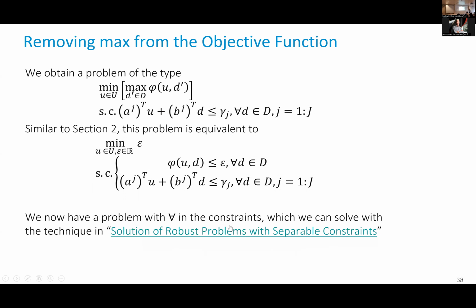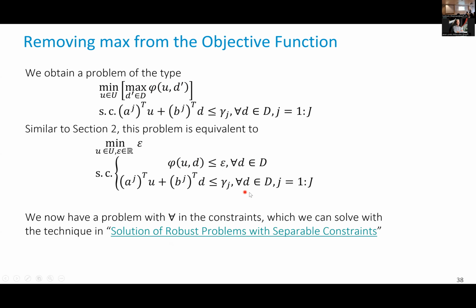Here we can do the same. The only difference is that the set of constraints is not discrete, it is an infinite non-enumerable set, where for every value of the disturbance there is one constraint, but the technique and the reasoning apply the same way. I add one supplementary variable that I call epsilon, and now it must be that epsilon is larger than phi of u,d for every d.